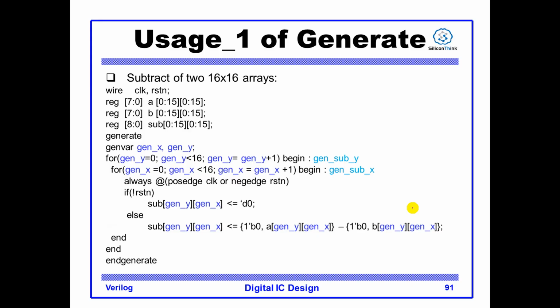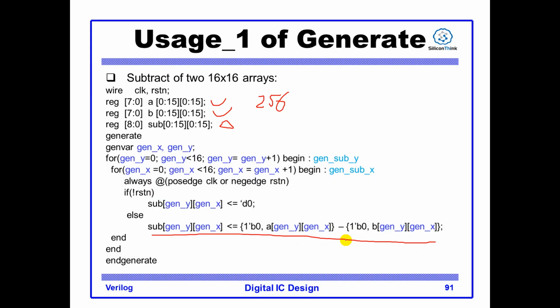Okay, let's see a more useful example of generate. If we want to do the subtraction of two 16 by 16 arrays, where each element in the array is 8-bit, how will we code this function? First, we define the two arrays and the array of results. If you don't use generate, you have to write about 256 lines, something like that.